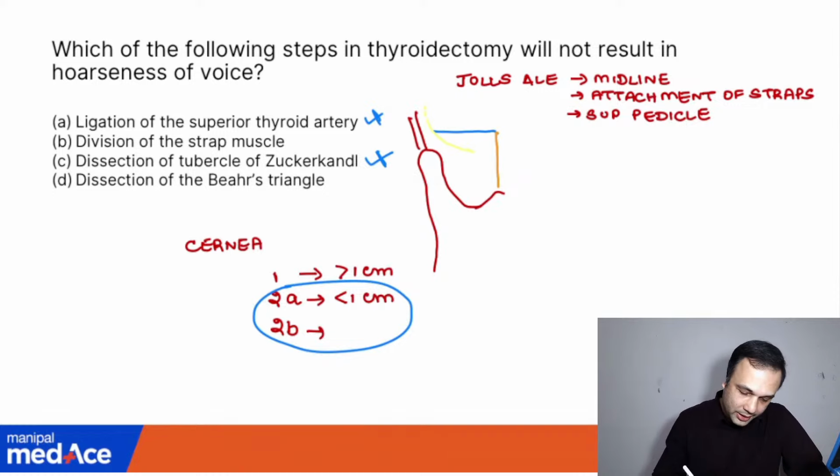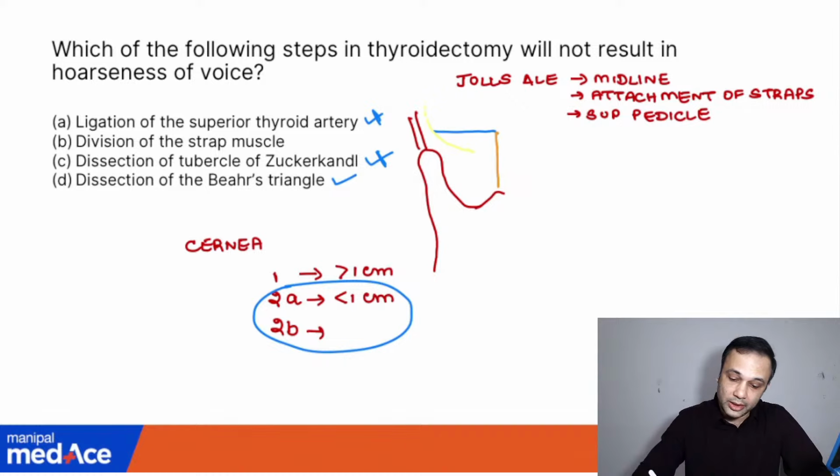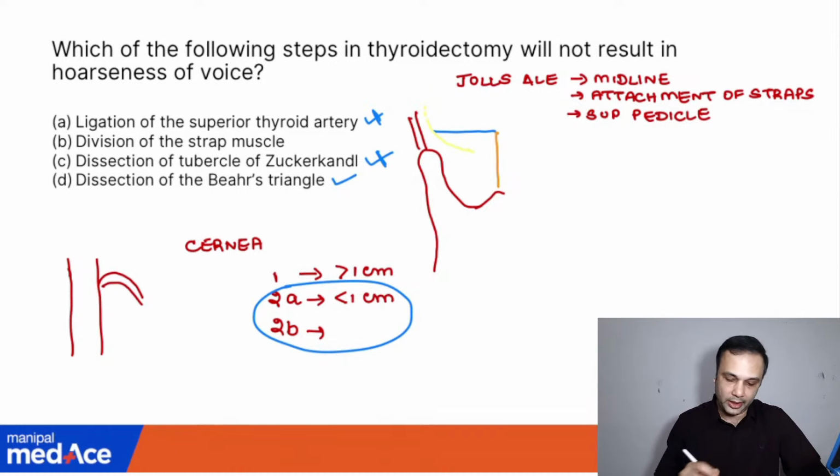The third option here is dissection of the Bear's triangle. When we talk about the Bear's triangle, it is one of the important landmarks for the recurrent laryngeal nerve. The three landmarks present here are the common carotid artery, the inferior thyroid artery which goes to the thyroid gland, and the third boundary is formed by the recurrent laryngeal nerve. If you fail to identify any one of them, then there can be injury to the recurrent laryngeal nerve.